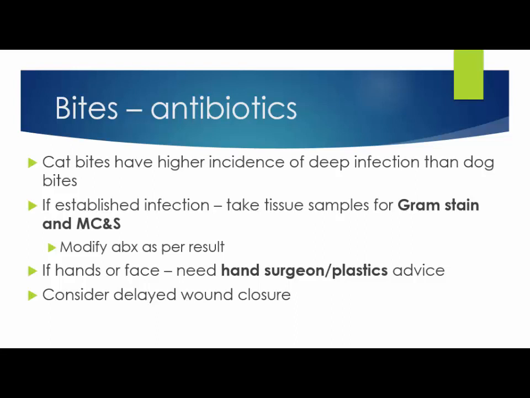Cat bites have a higher incidence of deeper infection than dog bites. So don't get a cat. If I needed any excuse to not be a cat lover. And I mean, we know the kinds of bugs that might be at play, but we do like to get sampling to guide our treatment. So it's useful to get tissue samples when they go for debridement to send for a gram stain and culture and modify as required. If it's the hands or the face, that's high risk. So you might need to get hand surgeons involved or plastics, and consider delayed wound closure.